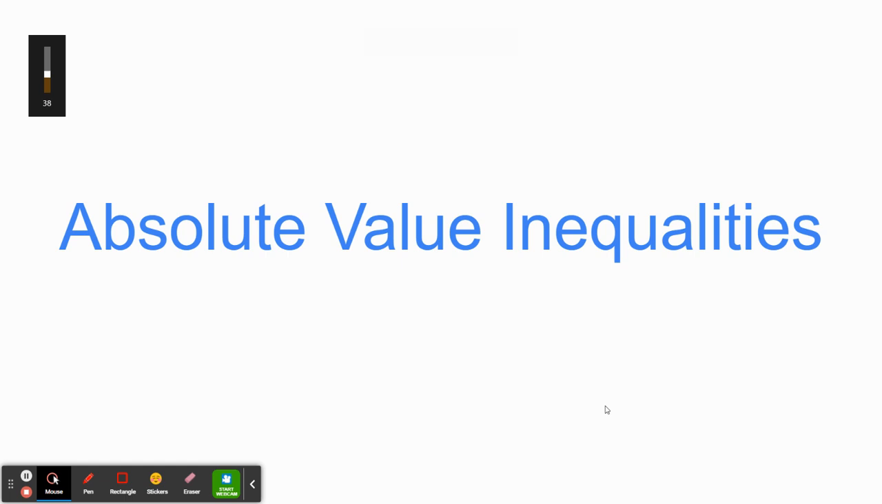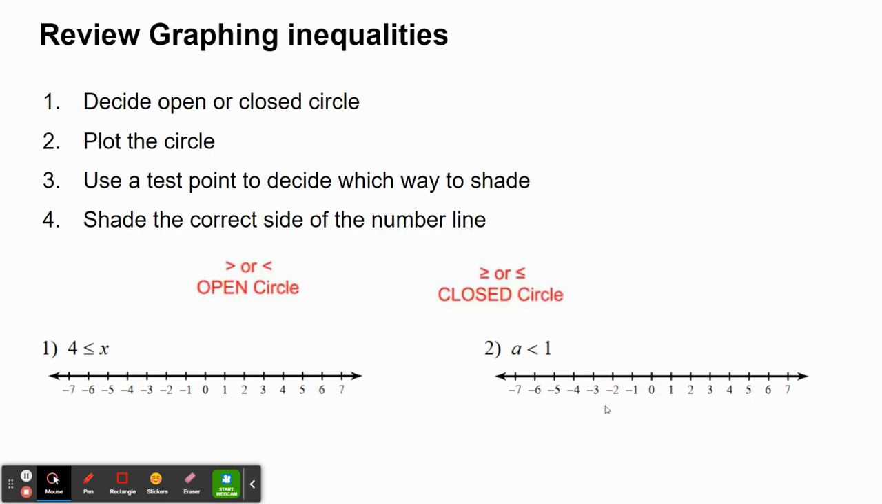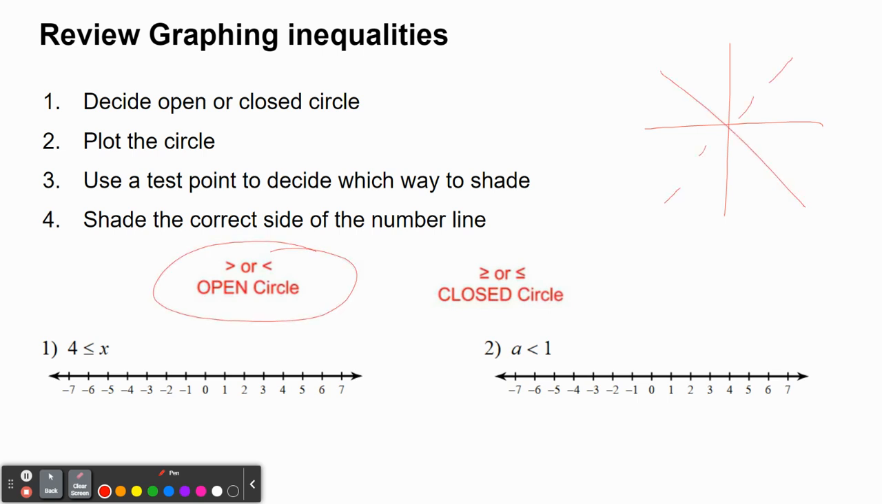All right, y'all, let's do absolute value inequalities. Let's review really quickly the graphing of inequalities. So the first thing you want to do is decide whether it's an open or closed circle. We did this a bit with graphing linearly with like the dashed line or the solid line. But here, we're just going to find out if it's open or a closed circle. Then we want to plot the circle, use a test point to decide which way to shade, and then shade the correct side of the number line.